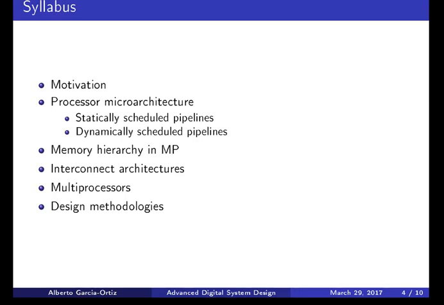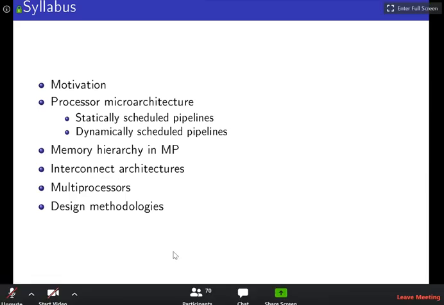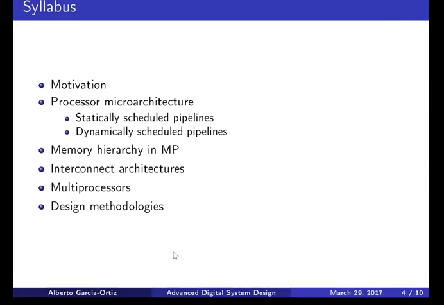Then we are going to move to dynamically scheduled pipelines. The idea here is to design some processors that have some additional intelligence in such a way that they can change the order of the instructions dynamically. We will see that because of the problems of the cache, it's very advantageous if the processor can decide dynamically the order of the instructions that it wants to execute. This out of order execution is relatively complex, but it increases the performance of your system a lot.